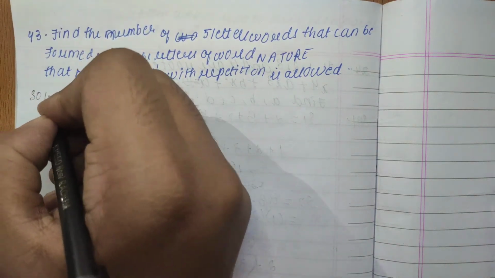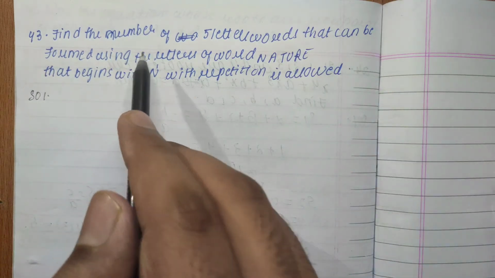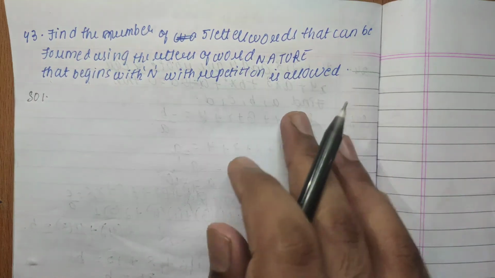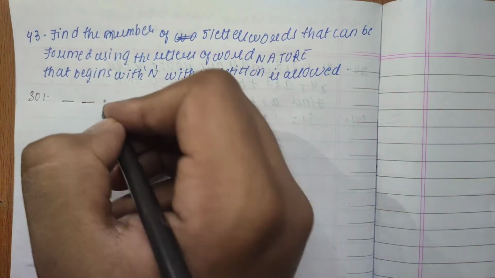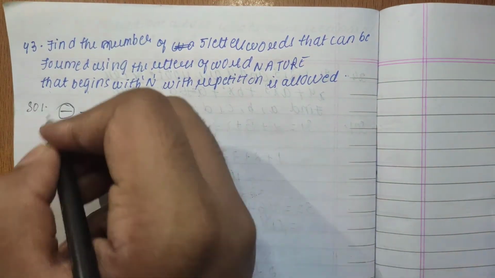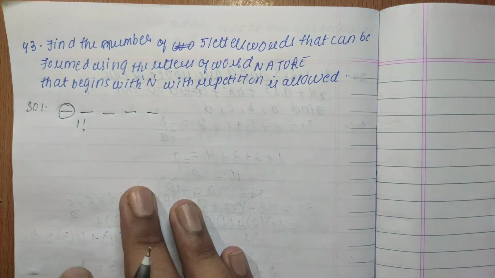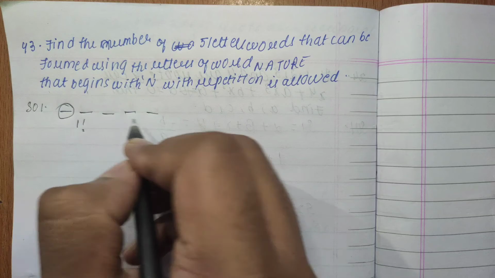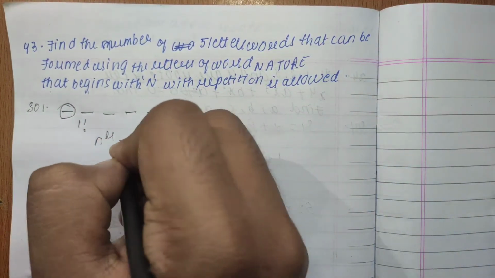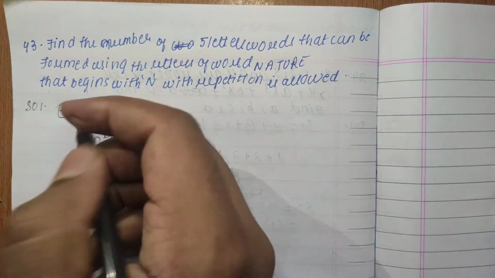So let's go to the next sum, which is given that find the number of 5-letter words that can be formed using the letters of the word nature that begins with N, with repetition allowed. So there are 5-letter words 1, 2, 3, 4, 5. So the first place can be filled with one letter, that is 1 factorial. Next, remaining 4 filled using 6 letters, that is N, A, T, U, R, E, which is 6 power 4, 1296.